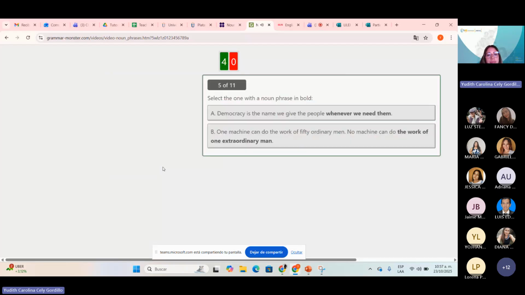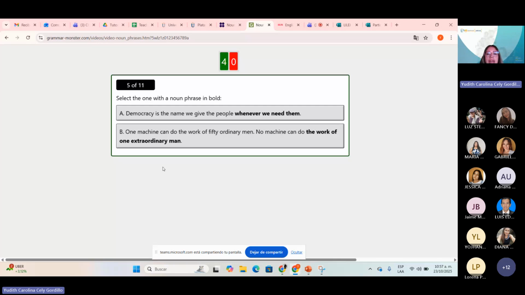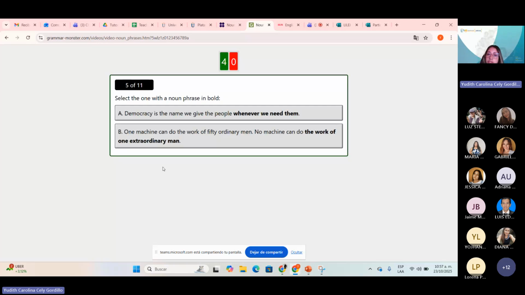Let's continue. Select the one with the noun phrase in bold. A: Democracy is the name we give the people whenever we need them. B: One machine can do the work of 50 ordinary men. No machine can do the work of extraordinary men. What do you think? A or B? B. That's perfect, you did a good job.